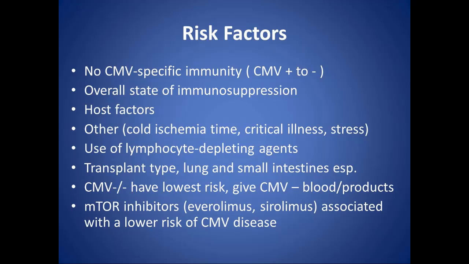Possibly other things like ischemic time, patients being critically ill for prolonged periods of time. They also are probably a little more immunosuppressed. Transplant type, which we talked about. Now, if you have somebody who's CMV negative and they get a negative organ, they're at the lowest risk of acquiring CMV. And in those patients, we should try to make sure that they get CMV negative blood and blood products after transplant.